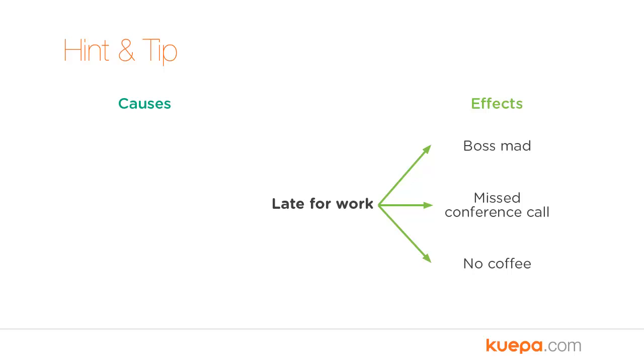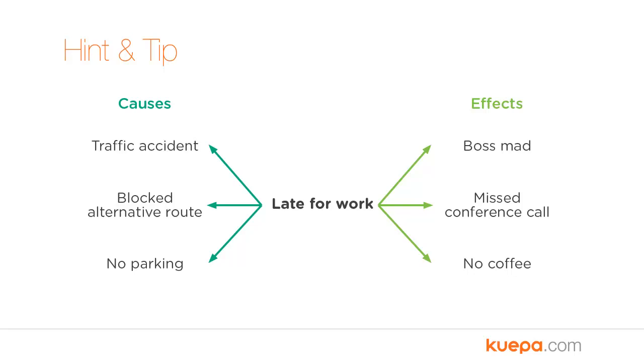Now let's look more closely at the cause side of things. We know you were late to work because of a traffic accident. But maybe the first alternative route you tried was also blocked, and possibly you had to park in the very back of the lot and walk further than you usually do. So now there are multiple causes for the effect of you being late. By the way, you'll notice in this example, you being late was both a cause and an effect. You'll find this to be true a lot throughout the exam.